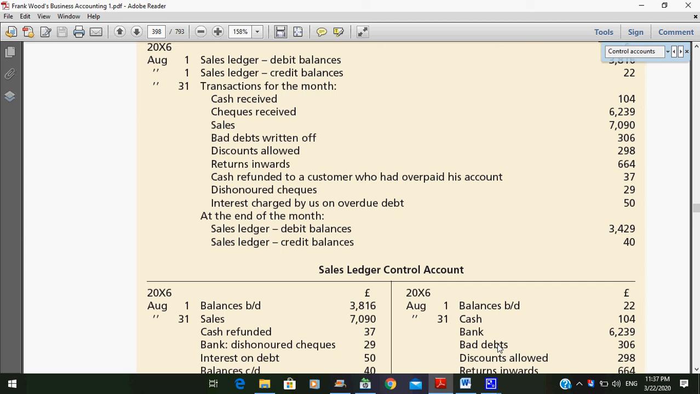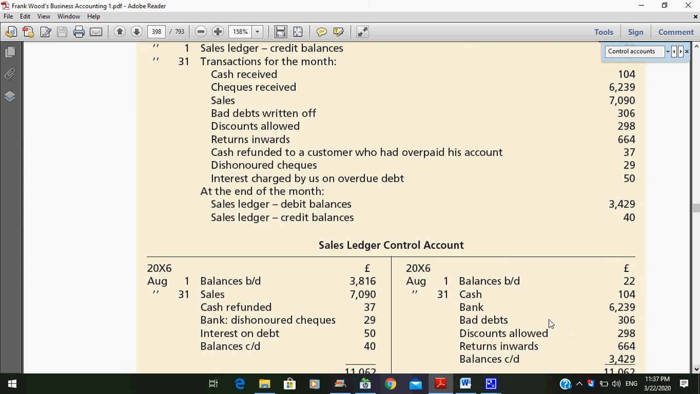Alright. Discounts allowed are placed where? On the credit side of the sales ledger control account. You may be wondering why. Remember that discounts allowed is a situation where you are allowing discount to the person who is paying you.